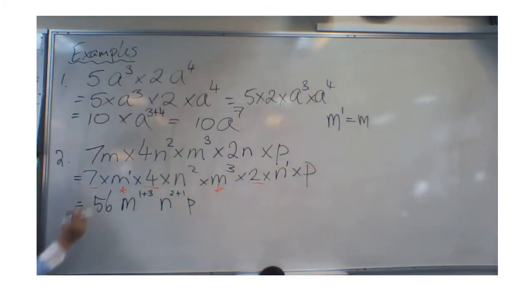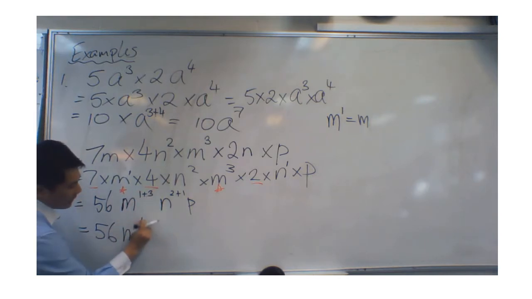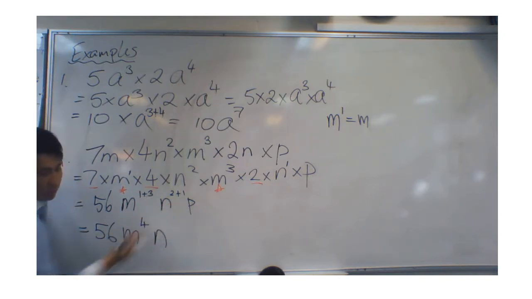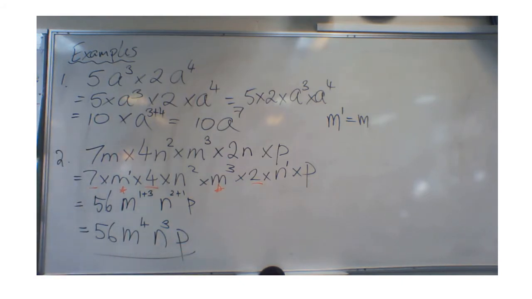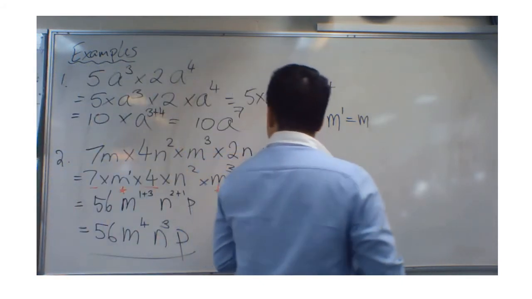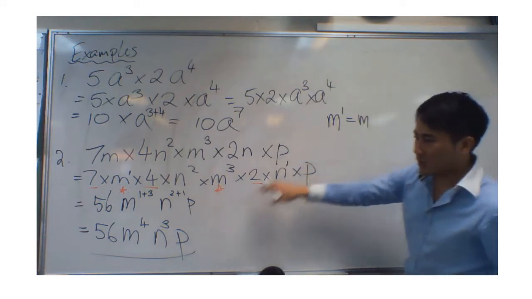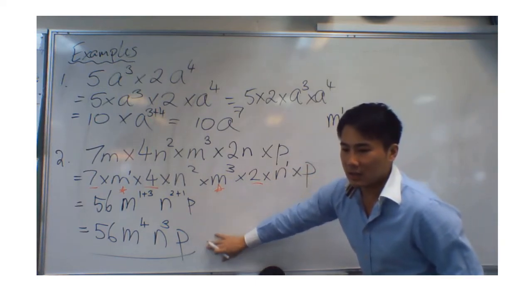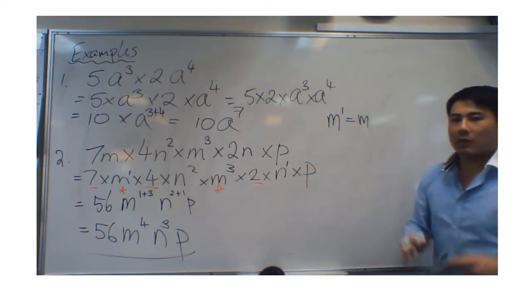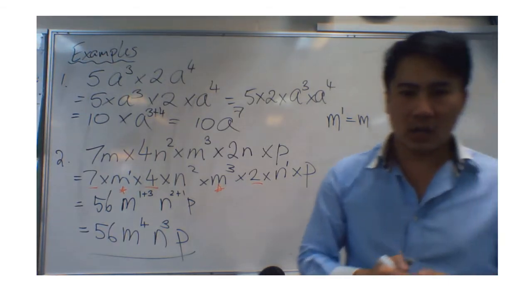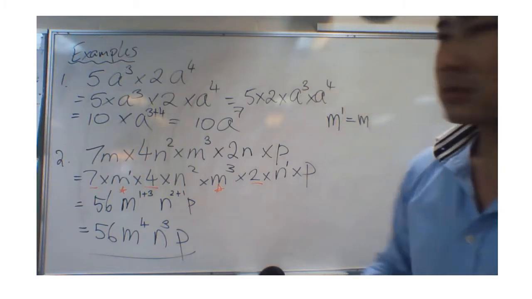So your answer would become 56, and 1 plus 3 is to the power of 4, and 2 plus 1 is 3, p. So that's your answer. Okay? This is the expanded form. This is the index form. Okay? I'm going to put a few questions on the slide for you to do next.